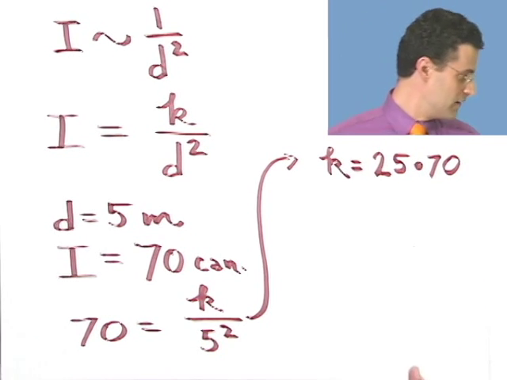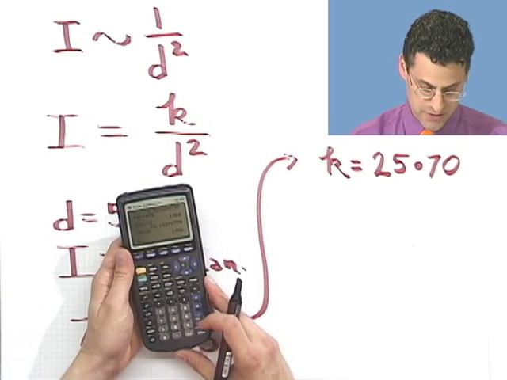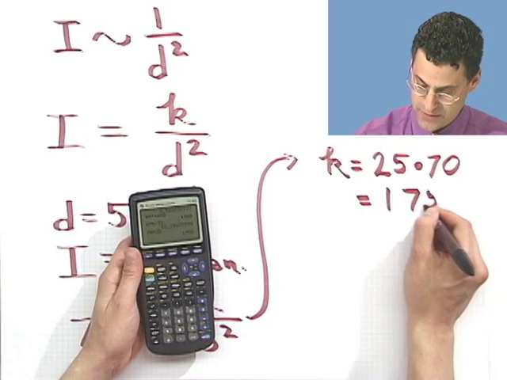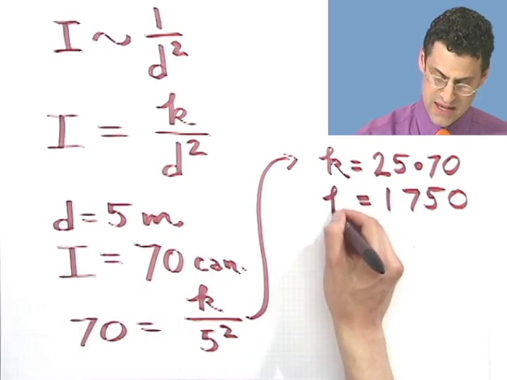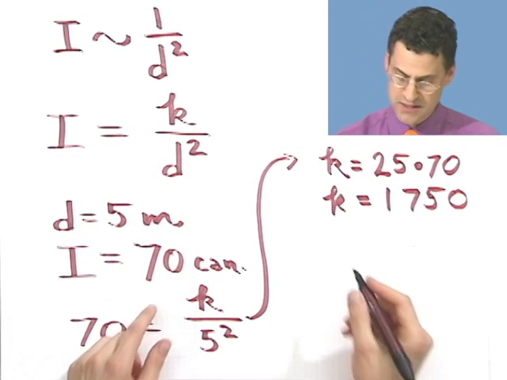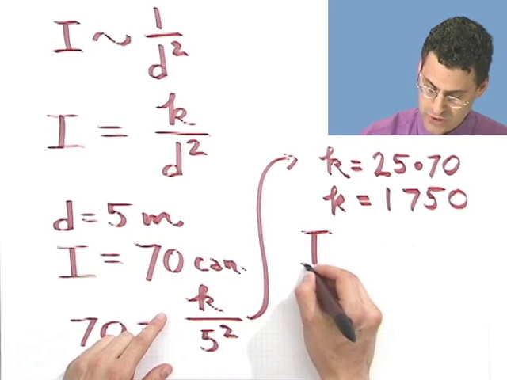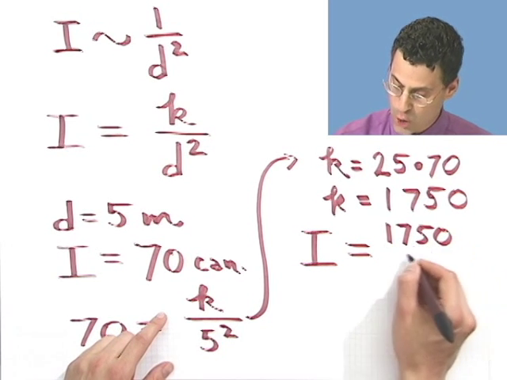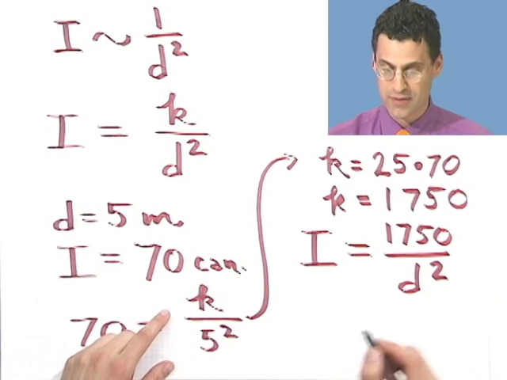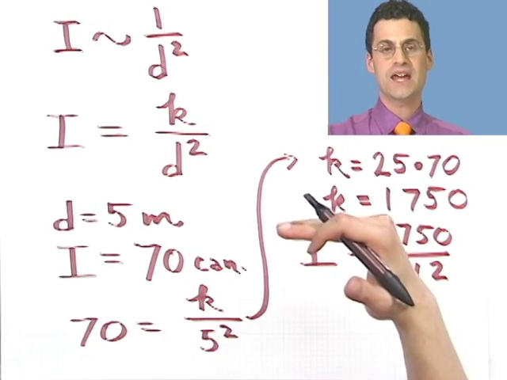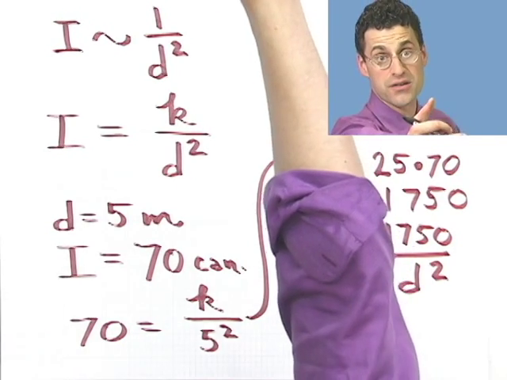You can multiply that out. In fact, if you want me to, I can do that really fast for you. 25 times 70 equals 1,750. So for this particular light source, of course, different light sources will have different constants, the illumination is equal to 1,750, all divided by d squared. So now knowing this, here's a question. What is the illumination at a distance of 12 meters?